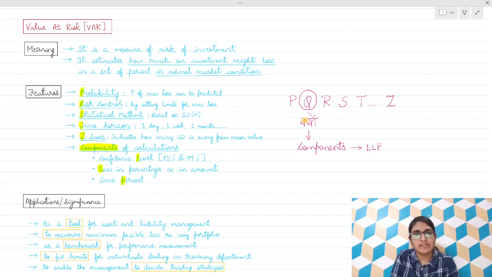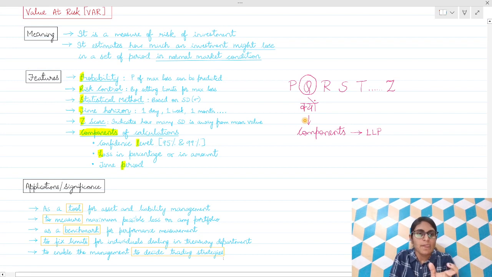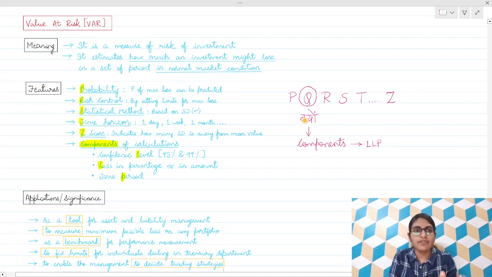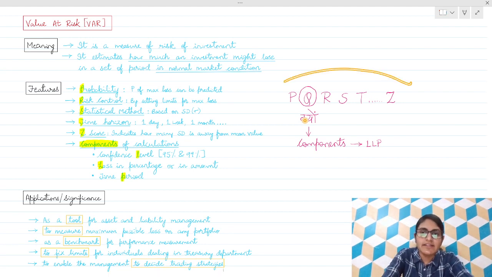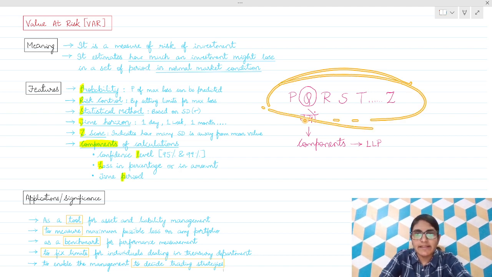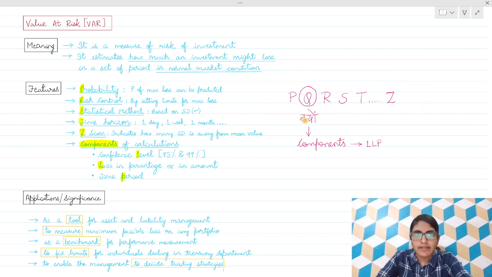So what are the features of value at risk? PQRSTZ. P is probability. R is risk control. S is statistical method. T is time horizon. And Z is Z score. Probability, risk control, statistical method, time horizon, and Z score.